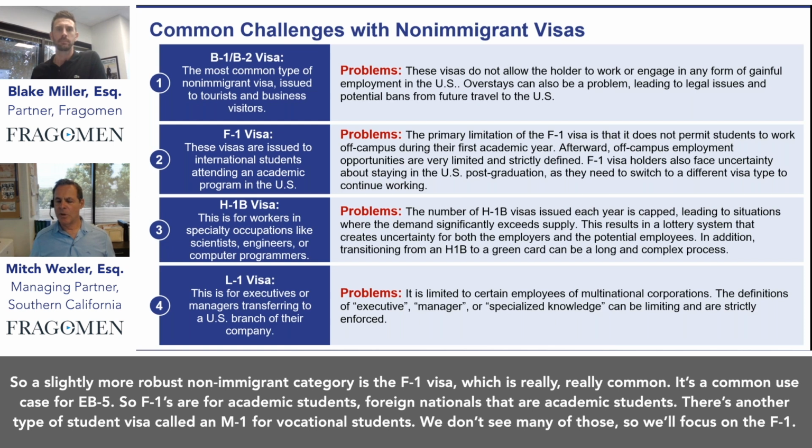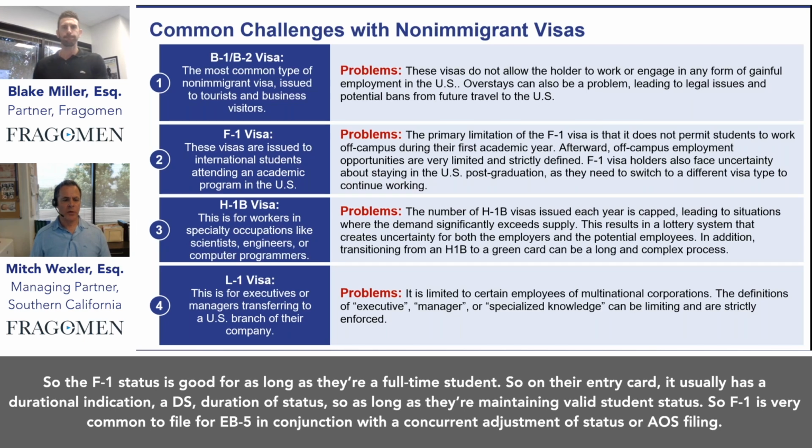A slightly more robust non-immigrant category is the F1 visa, which is really, really common. It's a common use case for EB-5. F1s are for academic students, foreign nationals who are academic students. There's another type of student visa called an M1 for vocational students. We don't see many of those, so we'll focus on the F1. The F1 status is good for as long as they're a full-time student.